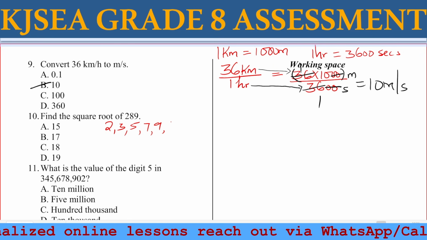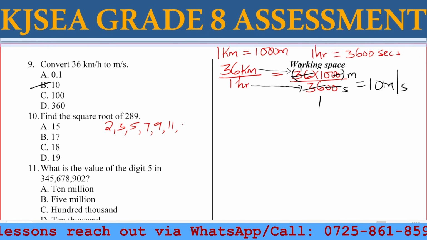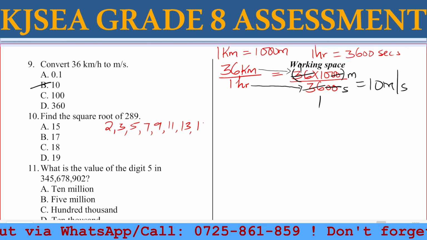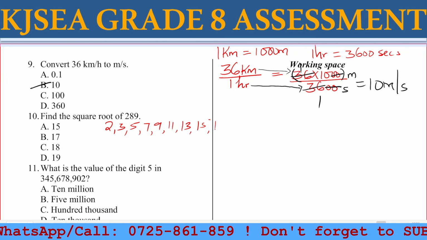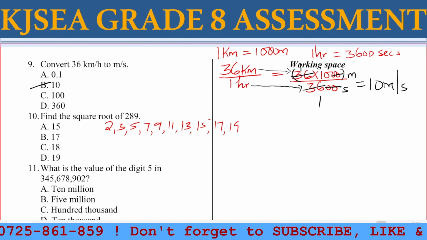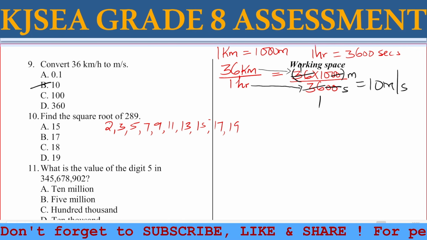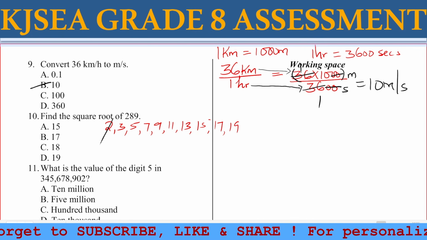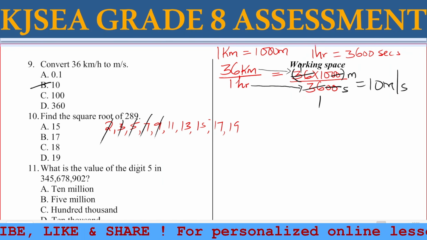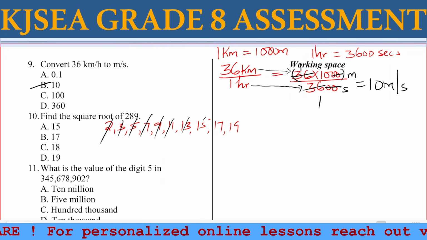Then you have 11, 13, 15, 17, and so on. You have 19. So among these, this number is not divisible by 2. It is not divisible by 3. It is not divisible by 5. Not divisible by 9, 11, 13. Not divisible by all these.